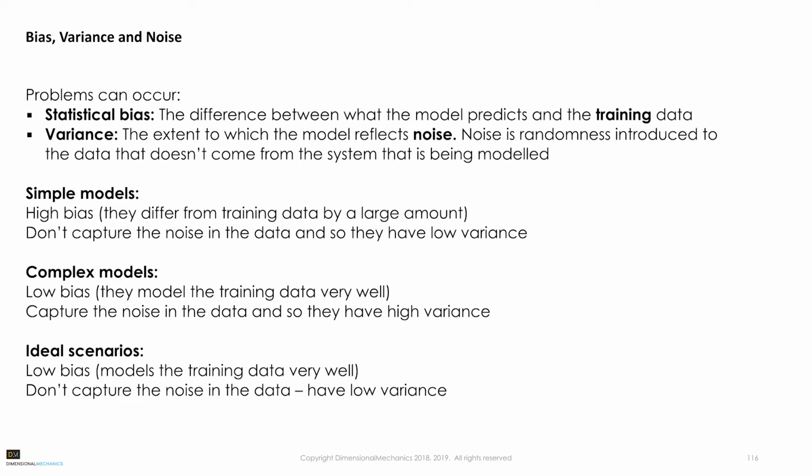So the ideal scenario is where it models the training data very well, but it doesn't learn the noise. It learns to ignore the noise, in fact. So it's actually discovering a pattern. This is where we want our models to go. And when you don't get there, you can either get underfitting or overfitting, which we'll talk about shortly.